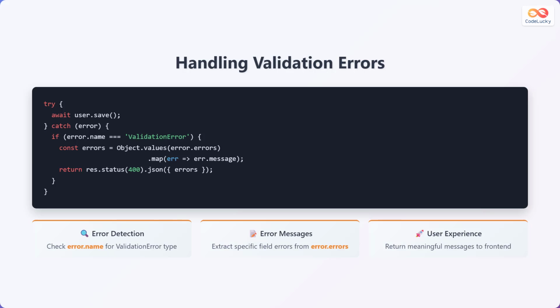When validation fails, Mongoose throws a validation error. It's important to handle these errors gracefully in your application. Here's an example of how to handle validation errors. Here, we're using a try-catch block to catch any errors that occur when saving a user. If the error is a validation error, we extract the error messages from the error object and return them in the response. To properly handle validation errors, check the error name for validation error type. Extract specific field errors from error.errors. And finally, return meaningful messages to the front end.